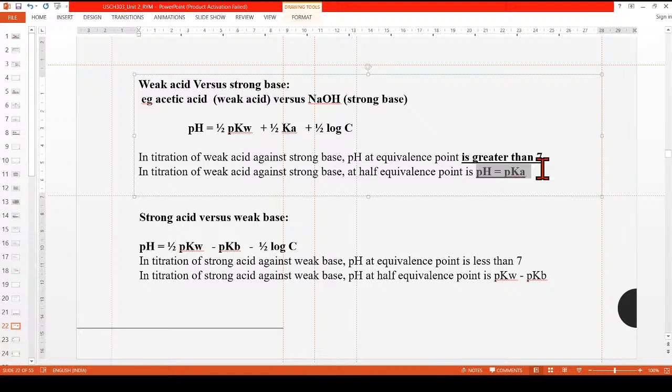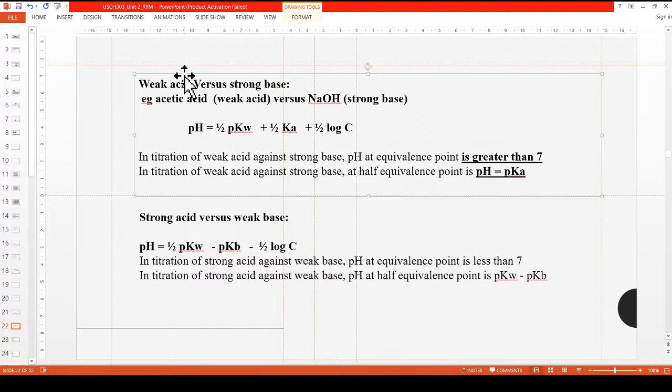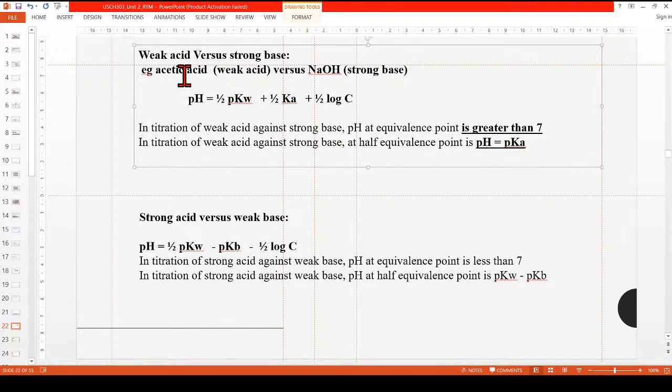For the pH formula, when it is weak acid versus strong base, everything is positive. And the pH value at equivalence point is greater than 7, and how do we calculate pH at half equivalence point? It is directly the pKa value. So this is about titration of weak acid versus strong base.